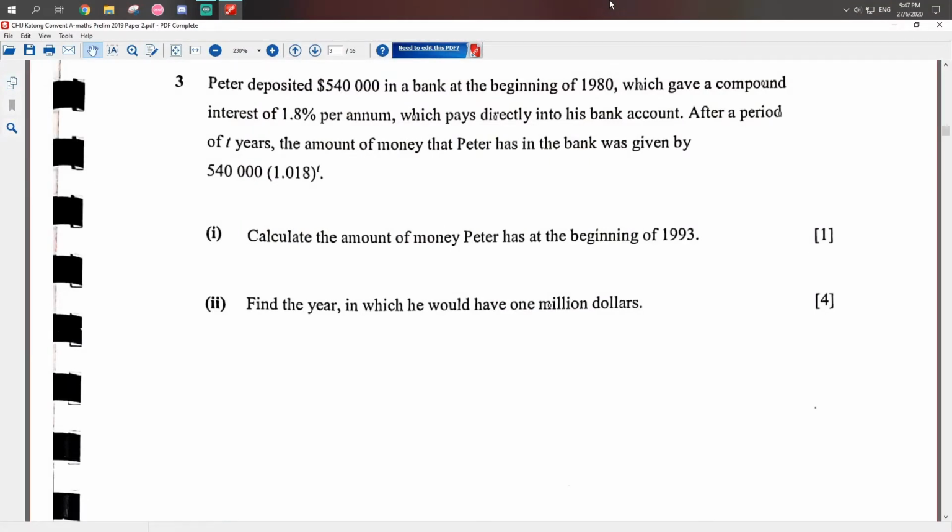Question 3. Peter deposited $540,000 into a bank at the beginning of 1980, which gave a compound interest of 1.8% per annum, which pays directly into his bank account. After a period of T years, the amount of money that Peter has in the bank was given by 540,000 times 1.018 to the power of T. So calculate the amount of money Peter has at the beginning of 1993.